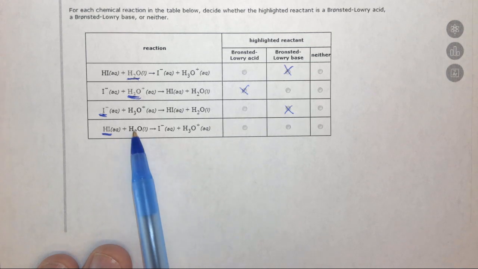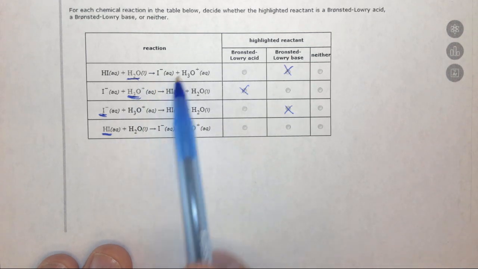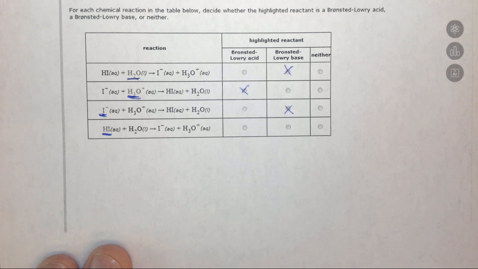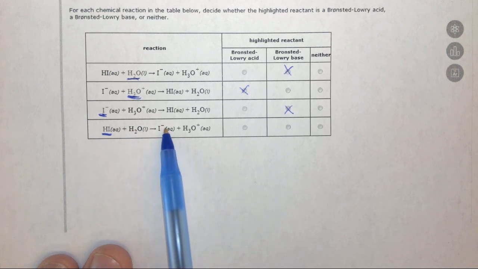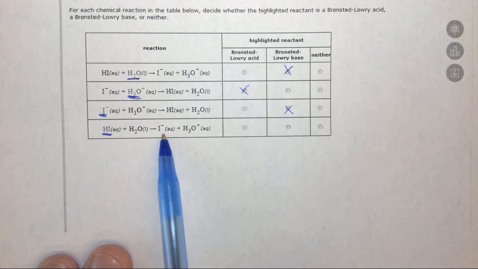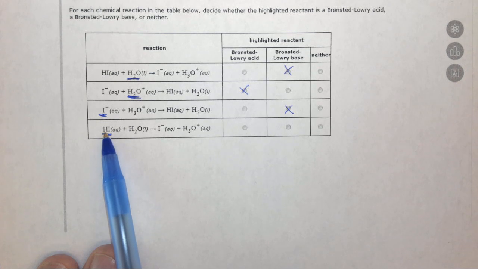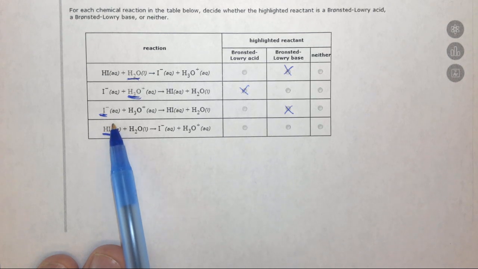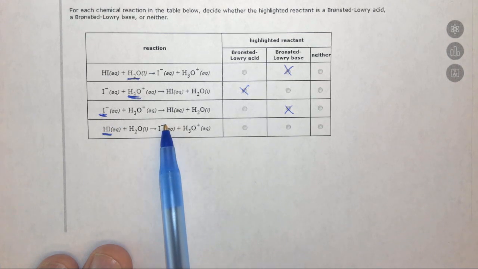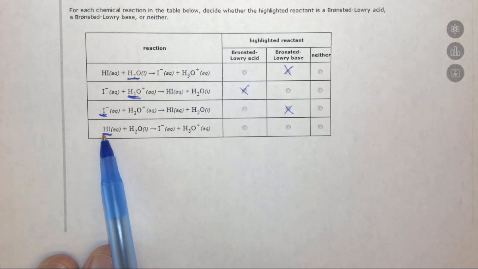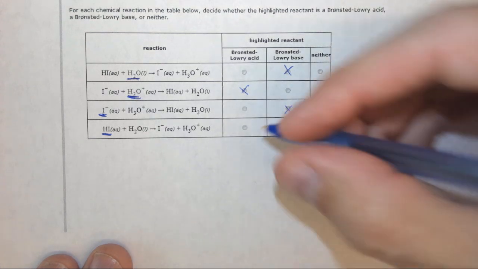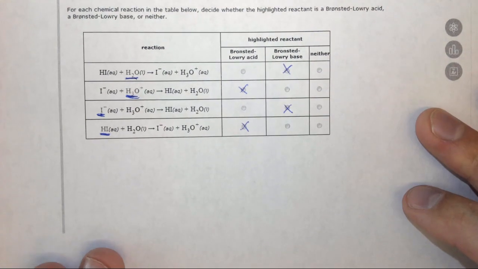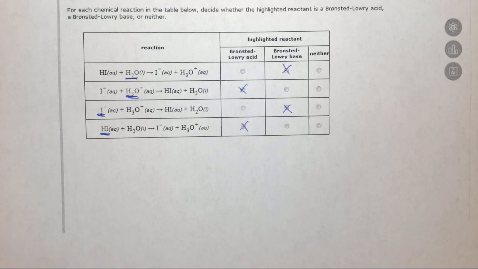Here we have HI plus water. This is actually the same as the top reaction, except we're asked about HI in this case. HI becomes I minus, so identify which product it is: it's the one with the iodine in it. So it lost an H plus. It went from neutral to negatively charged. If something loses or donates an H plus, in this case to water, then it's going to act as an acid. So this is how we identify Bronsted-Lowry acids and bases.